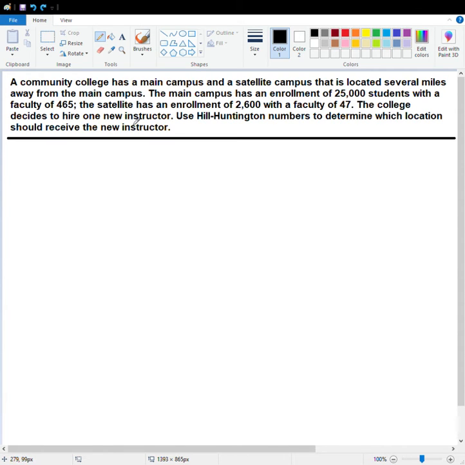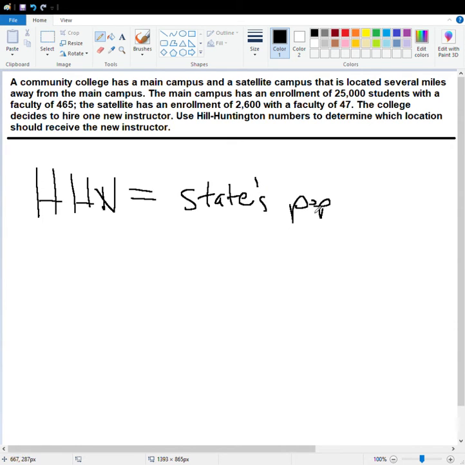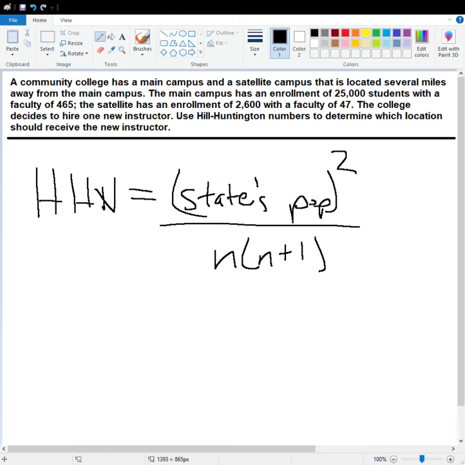The college wants to hire one new instructor, and we're supposed to use the Hill-Huntington numbers to determine which location should receive the new instructor. To start, we'll look at the Hill-Huntington number definition from the book, where it states that HHN, for Hill-Huntington number, is equal to the state's population squared divided by n over n plus 1, where n equals the state's current number of seats, right?